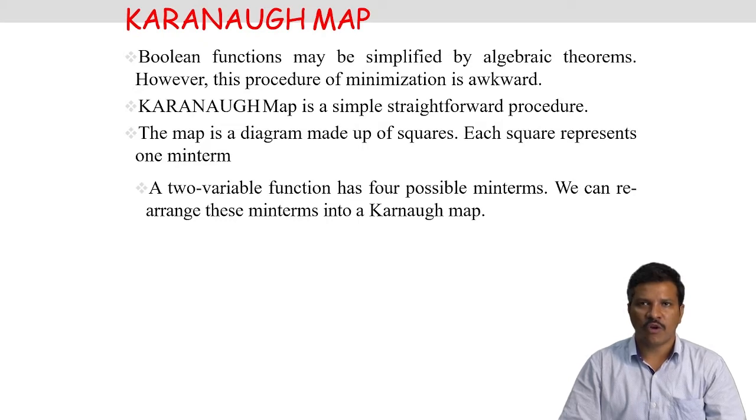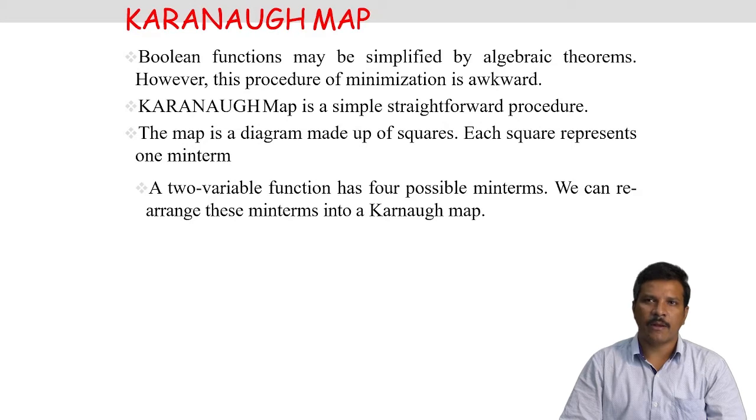The Karnaugh map is a diagram made up of squares or square boxes. Each square box represents one minterm. Since a Boolean function is made up of minterms, those minterms included in the Boolean function can be represented by squares in the Karnaugh map. Similarly, we can also represent the Boolean function in POS form, with squares in the Karnaugh map for POS also.